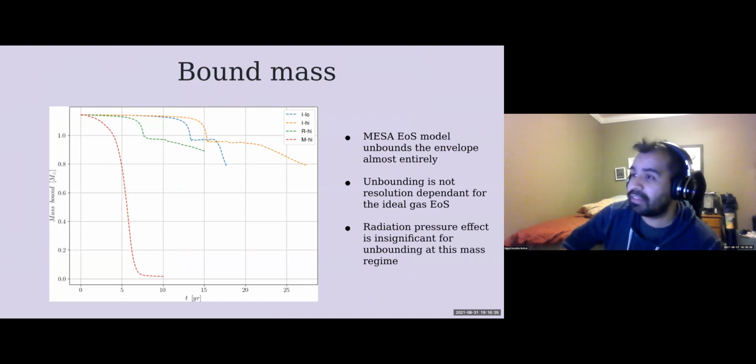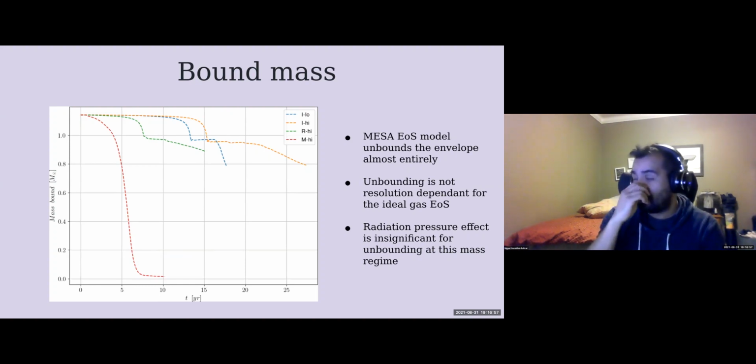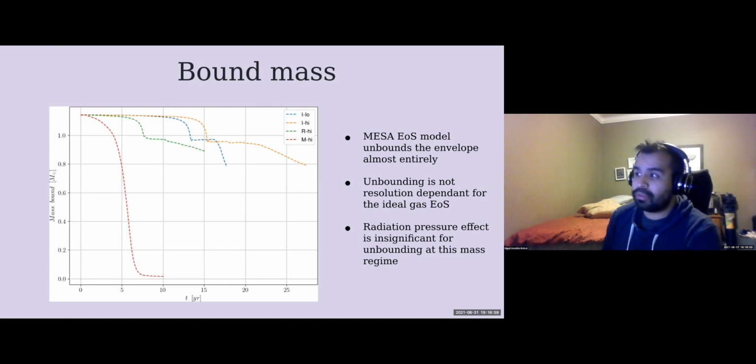However, here we can see that the bound mass of the first three models is roughly the same, albeit the time scale is slightly different, but that was expected. We also see that there's a first unbinding, and then a second, slightly less and a little bit slower, unbinding of mass. We also see that the MESA equation of state model tends to typically unbind the whole envelope almost entirely. And we also see that the radiation pressure for this mass regime is basically insignificant.